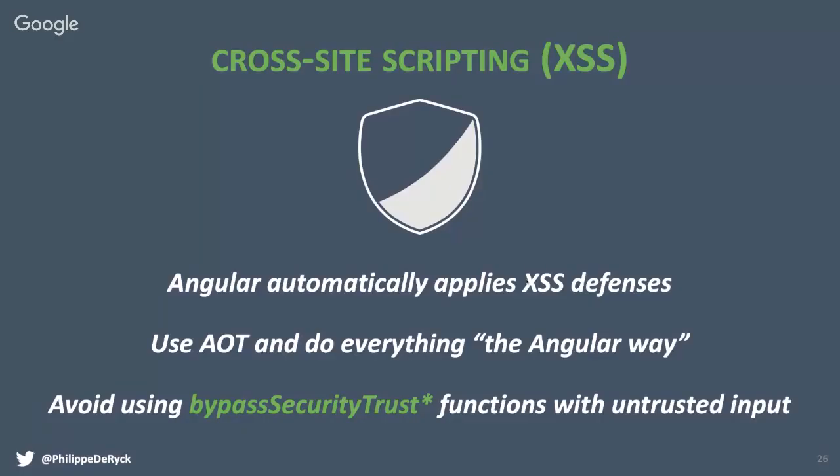Cross-site scripting is automatically handled by Angular, which is awesome. The only thing you need to do is to do things the Angular way. Don't use the bypass security functions. Make sure your resource URLs are safe and you use ahead of time compilation. And essentially, you are good to go. And that is one of the reasons I really, really like Angular, because it does so much for you out of the box with regards to cross-site scripting.